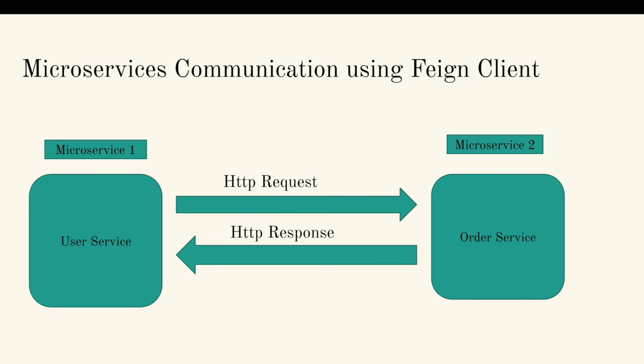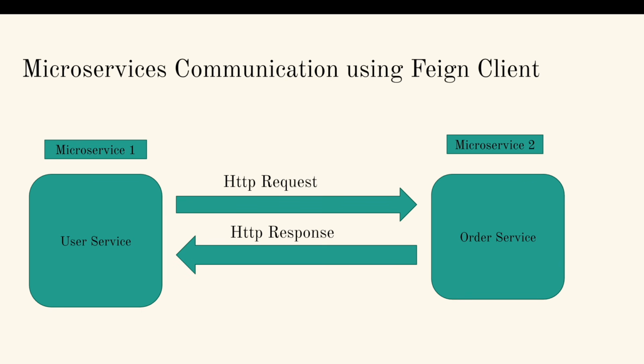Today in this video, I'll be discussing how to communicate between two microservices. So you can see on my screen there is one microservice which is the user microservice and another microservice which is the order microservice. And let's say a user has created an order and the order data is in the order service and the user wants to get that order's data. So how will the user get that order's data from the order service?